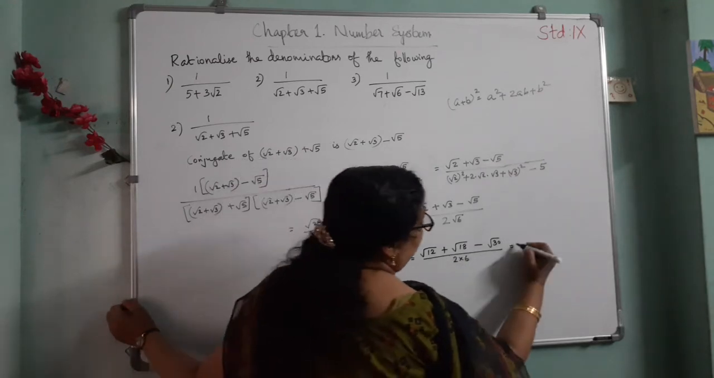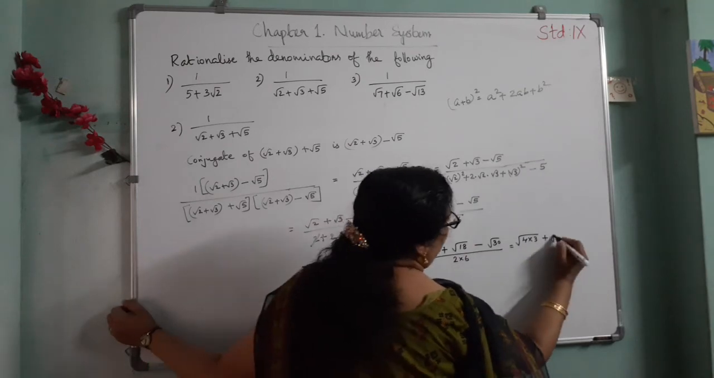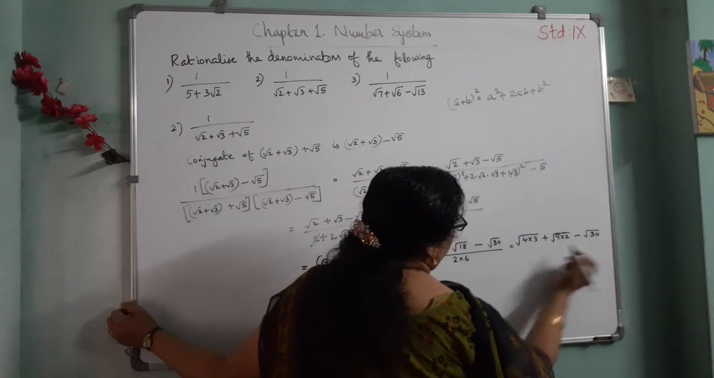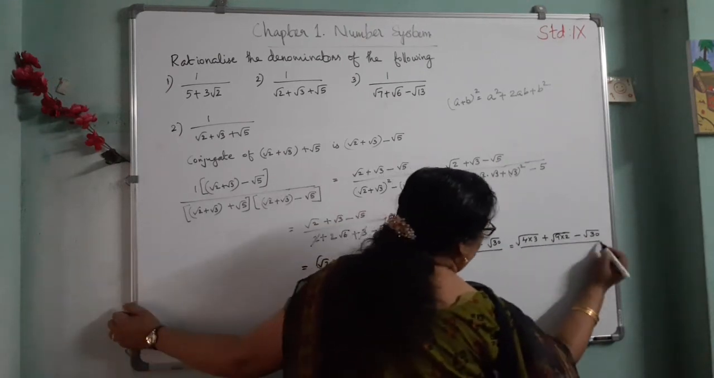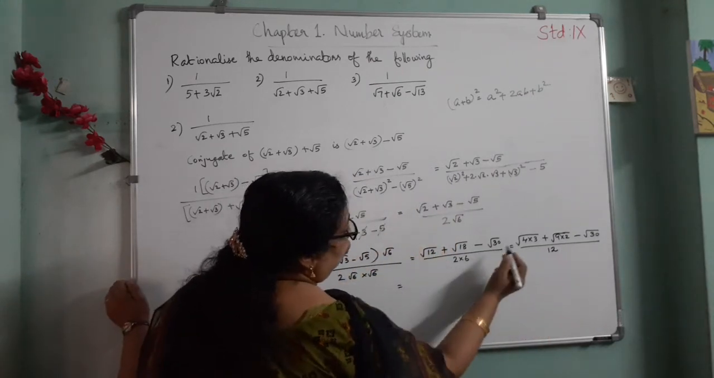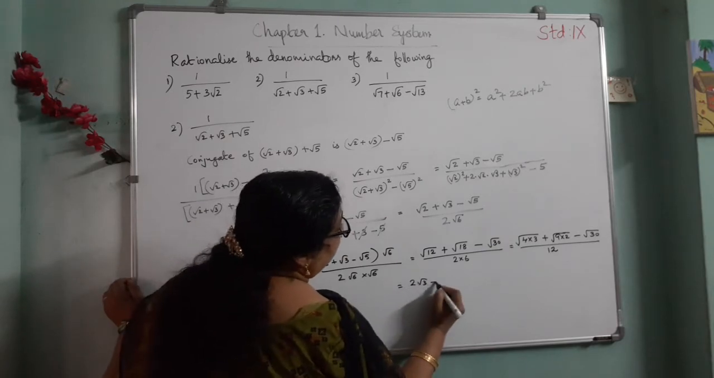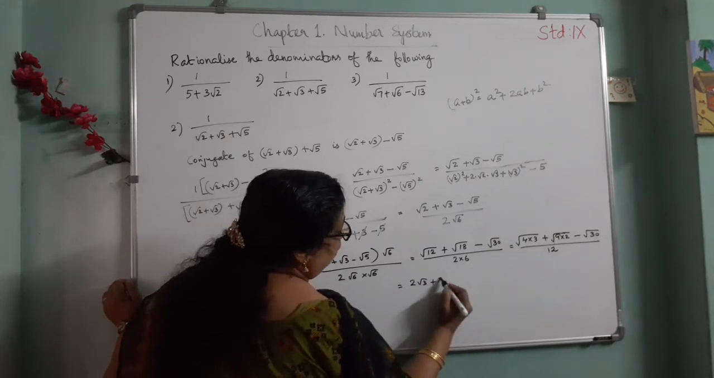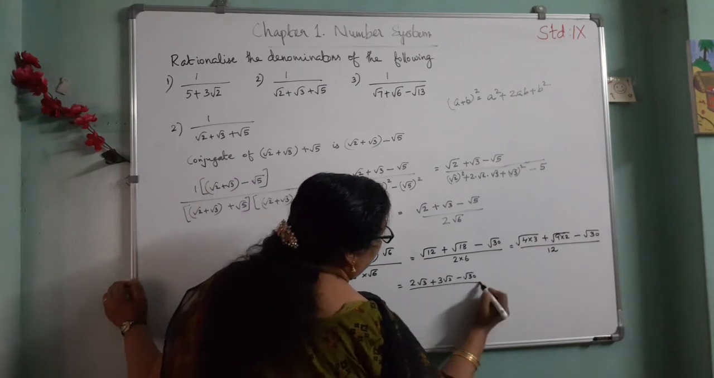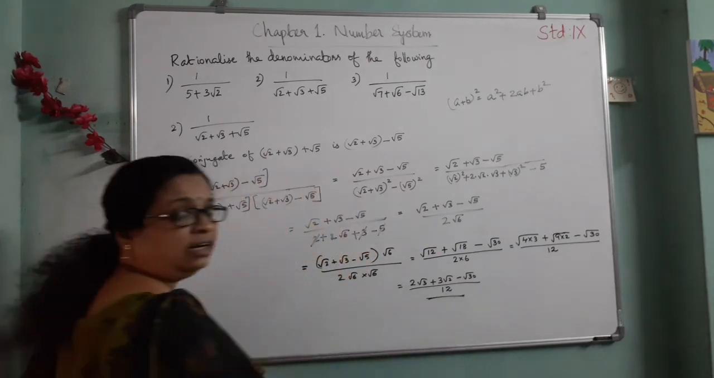Then here root 12 can be written as root 4 into 3 plus root 18, root 9 into 2, then minus root 30. Here no perfect square. Divided by 2 into 6 is 12, which is equal to, root 4 is 2, so 2 root 3 plus 3 root 2, root 9 is 3, root 2 minus root 30 divided by 12, and this is the final answer.